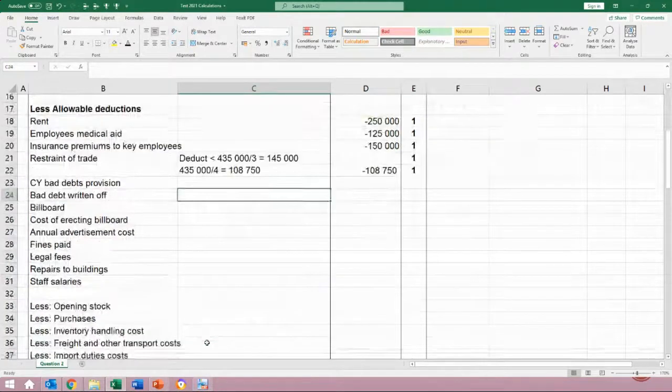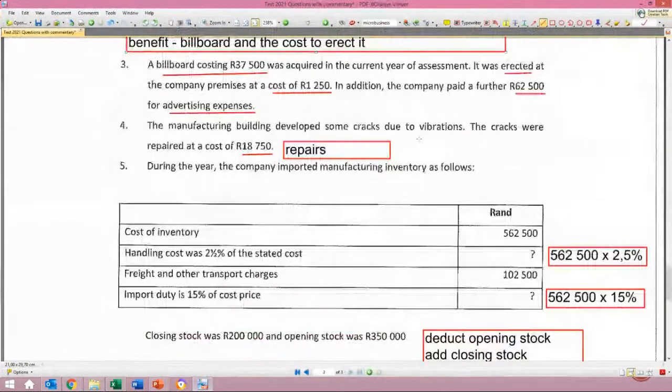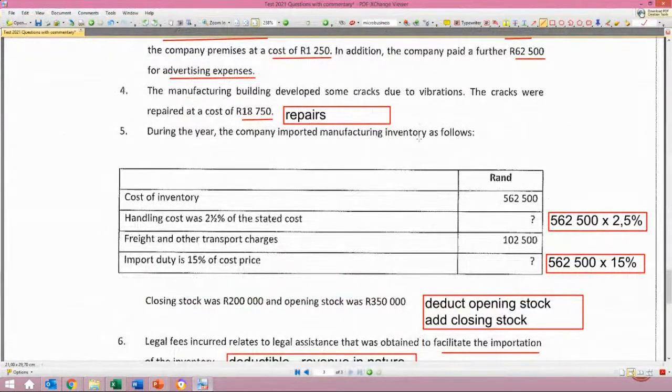Okay, now if we move on to the purchases, which is point 5 first. Let's scroll down to point 5. So we said for purchases, any cost that we incurred in bringing that inventory to our business will be deductible. So you first deduct the actual purchase amount of 562,500. Then we deduct the handling cost, which is 2.5% of the original cost. Then we deduct the freight amount of 102,500, and then the import charges as well of 15%.